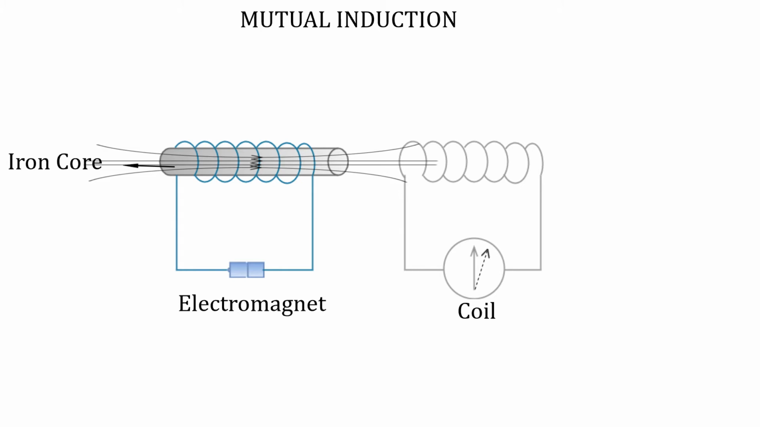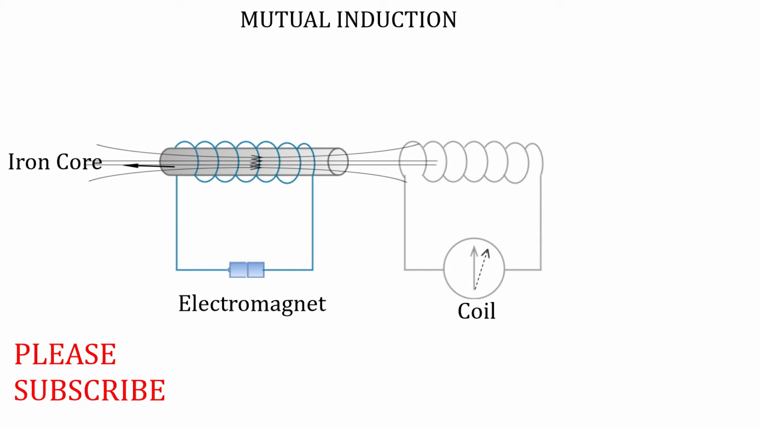This happens for a fraction of a second because once the current reaches a steady value, the magnetic field no longer grows or it becomes steady, and so no cutting of the neighboring coil occurs. This effect, where when the electromagnet is switched on, it causes current to be induced in a coil situated close to it, is referred to as mutual induction.